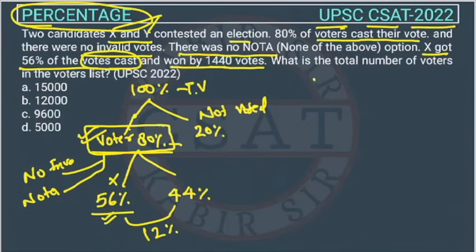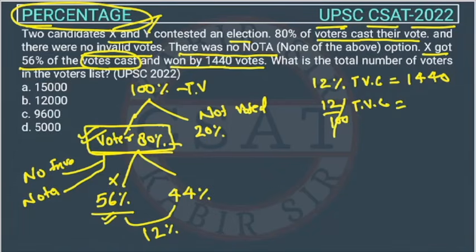So they have given that 12%, X is winning by 12% of the votes, right? Of all the votes cast, 12% is the margin by which he is winning, and what is given? That 12% of total votes cast, right, is equal to 1440, right? So this will be 12% of total votes cast, right? And this will be 1440.